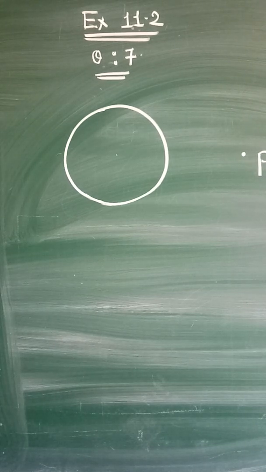Question 7, exercise 11.2. Draw a circle using a bangle. Now here they are telling us to draw a circle using a bangle.